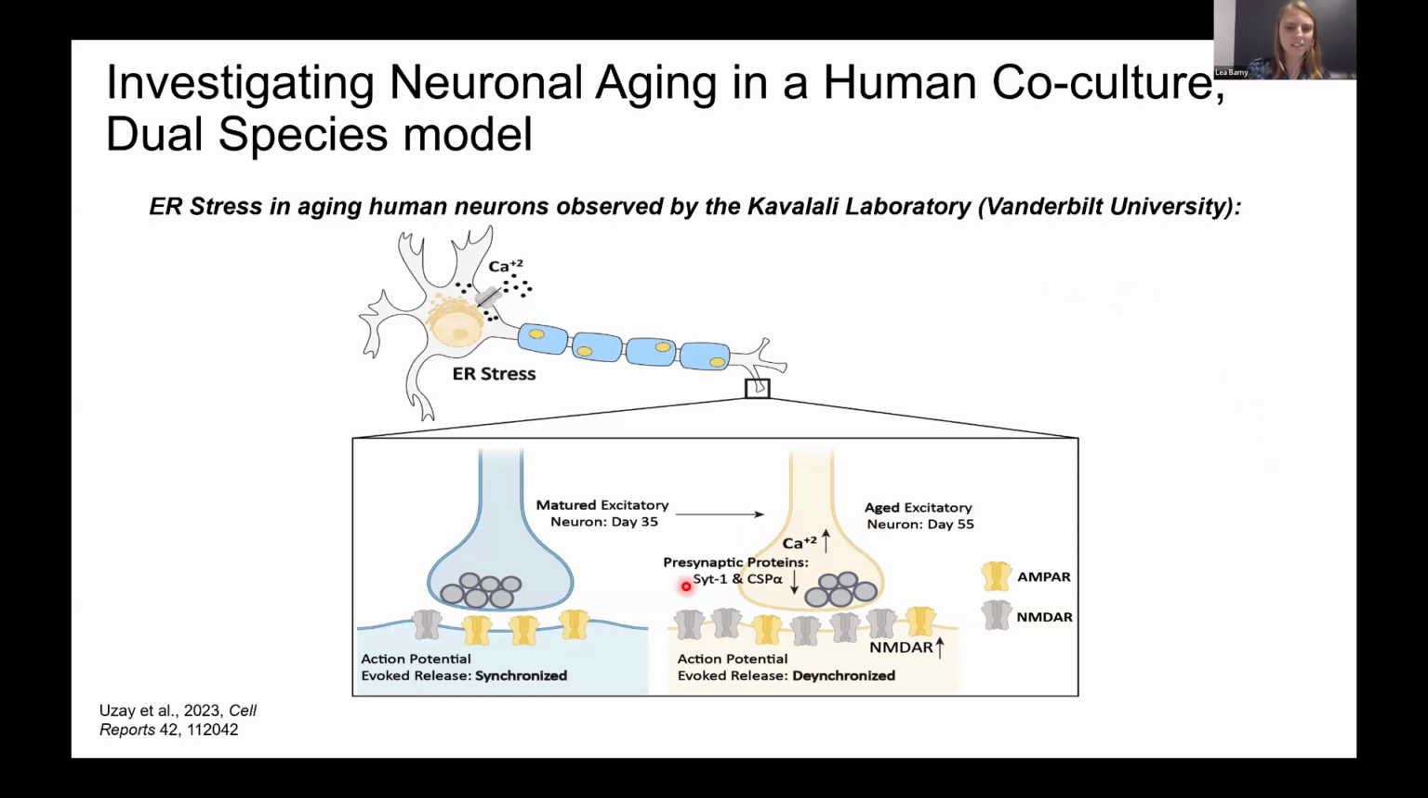And what they had found is that with age, there is this increase in action potential evoked desynchronized release. And they noticed in this in vitro model that with age, there's an increase in NMDA receptors. NMDA receptors are mainly present on the postsynaptic cleft of neurons and are highly calcium permeable. This was associated with them seeing markers of ER stress from a Western blot perspective, and also downregulation of these key presynaptic proteins, SYT1 and CSP alpha.